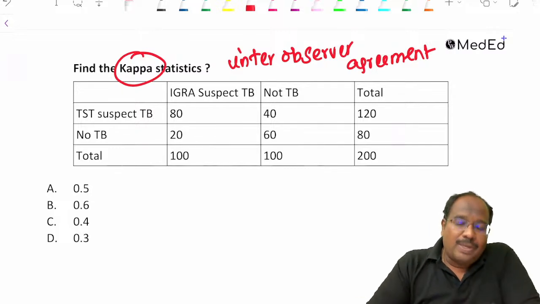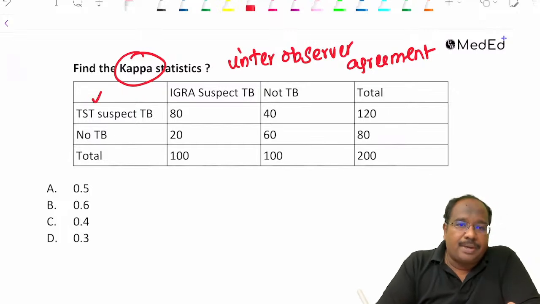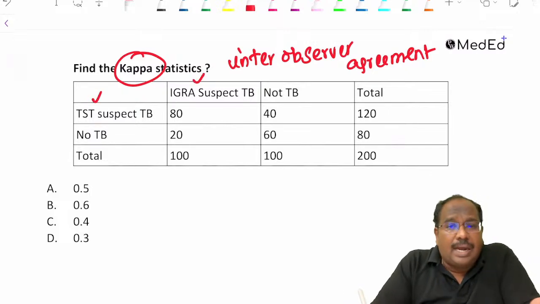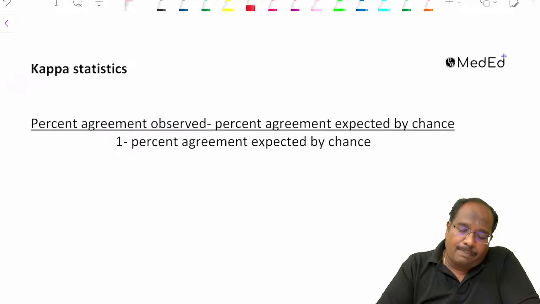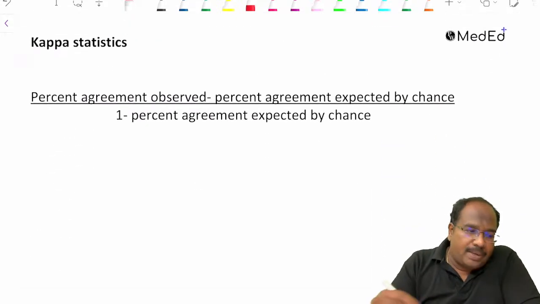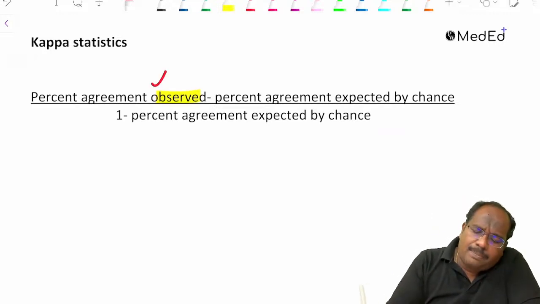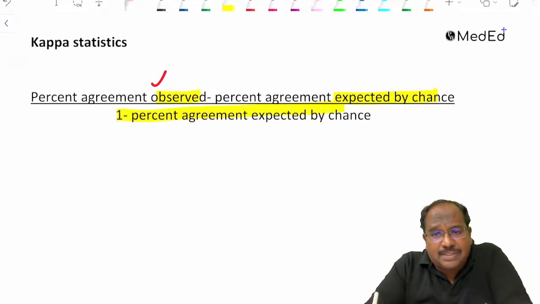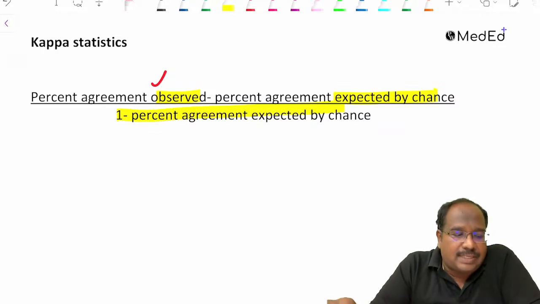Now, what is the formula for kappa statistics? We have two tests, TST tuberculin test and IGRA test, done to find infection in the same set of 200 people. So what is the formula to calculate? The formula for kappa statistics is percent agreement observed minus percent agreement expected by chance, divided by 1 minus percent agreement expected by chance. A little difficult question that was asked in the last exam.